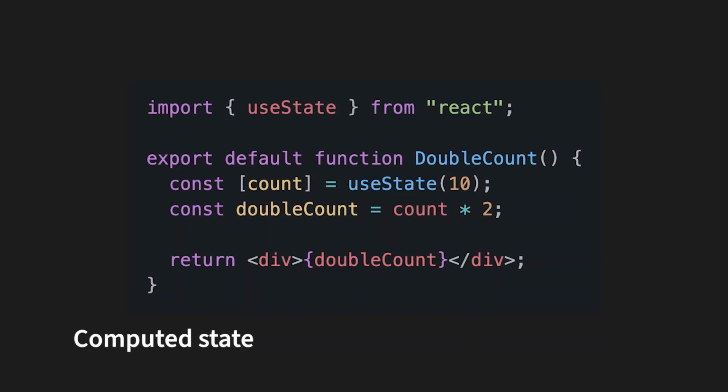In this example, we're exploring computed state in both frameworks. We start by initializing our state variable count with a value of 10 using useState. Then we derive doubleCount simply by multiplying count by 2. Every time React re-renders, this computed value is recalculated, ensuring our UI always displays the latest result.